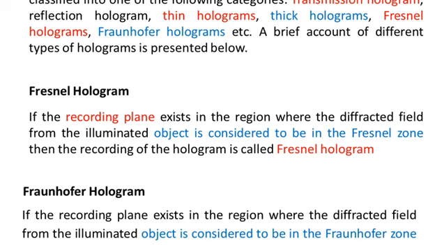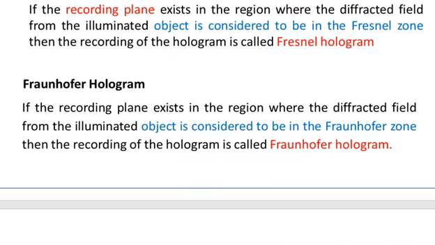Fresnel hologram. If the recording plane exists in the region where the diffracted field from the illuminated object is considered to be in the Fresnel zone, then the recording of the hologram is called Fresnel hologram. Fraunhofer hologram. If the recording plane exists in the region where the diffracted field from the illuminated object is considered to be in the Fraunhofer zone, then the recording of the hologram is called Fraunhofer hologram.